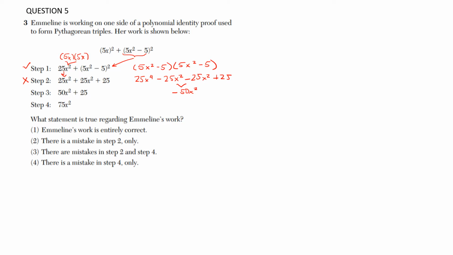So let's look at step 2 to step 3. It looks like she combines these two terms properly, and she brings the 25 down as is. So step 3 looks fine. Step 4, on the other hand, is wrong. She tried to combine these terms, but they're not like terms. You can't combine them like that. So step 4 is wrong. Therefore, our answer is that there's a mistake in step 2 and step 4, and it looks like answer choice 3 says that exactly.